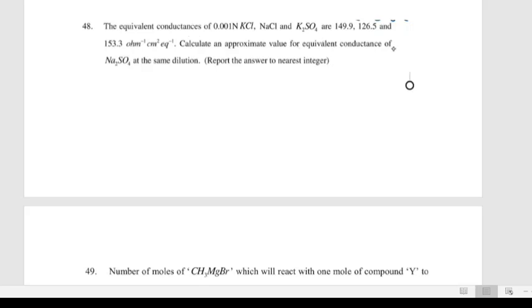Equivalent conductances they have given, and they're asking us to calculate the approximate value of equivalent conductance of the Na2SO4 at the same dilution. Nearest integer they are asking for. So if they give molar conductances, we have to take the valencies also. But for equivalent conductances, no need to take the valencies. Na2SO4 means equivalent conductance of Na plus equivalent conductance of SO4.